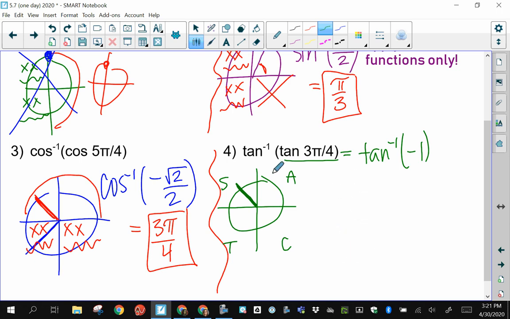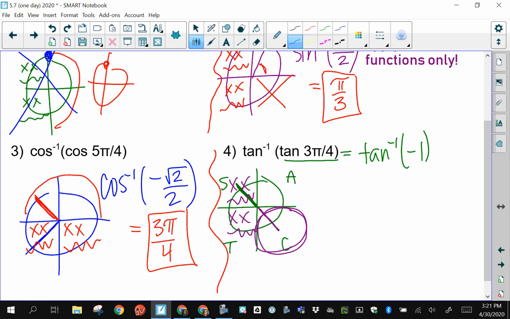Now I'm going to move on to the second part, which is taking the inverse tangent, and now I need to be worried about my dead zones. We're dead in that quadrant. So that means that's not going to be my answer. There is another quadrant in which tangent is negative, and that happens in quadrant 4. Now be careful.